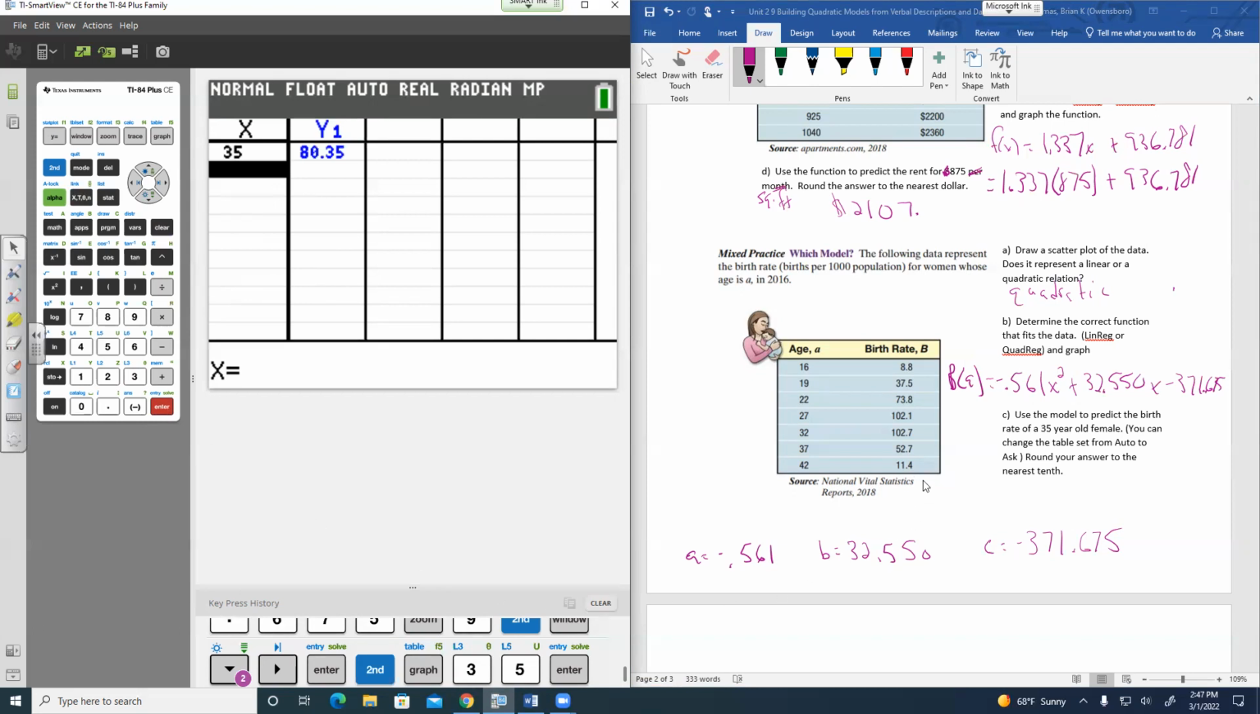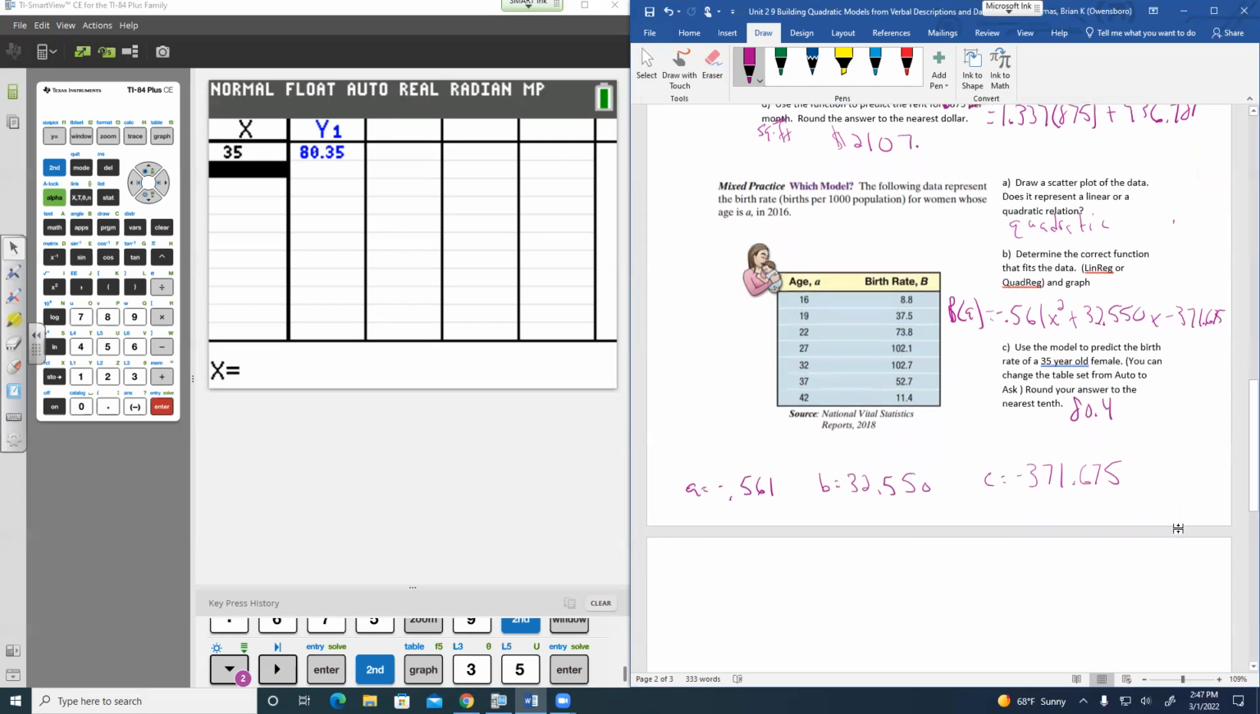So that seems to be in line with some of this because we're getting on the other side of 32 and 37 was 52. So somewhere between 102 and 57 seems very reasonable. So if I round that to the nearest 10th place, that'd be 80.4. So the birth rate for a 35-year-old would be 80.4.